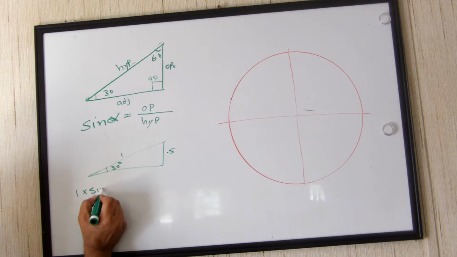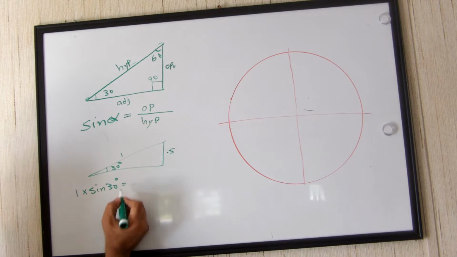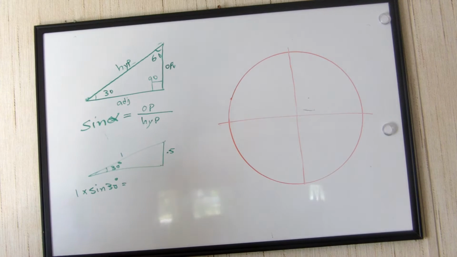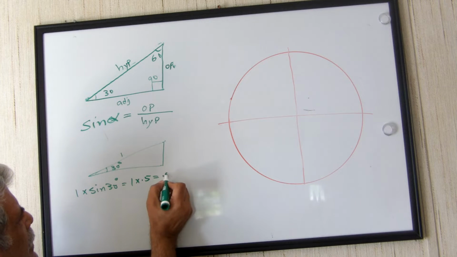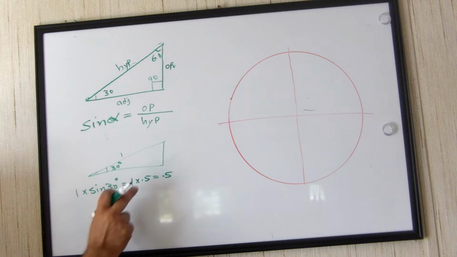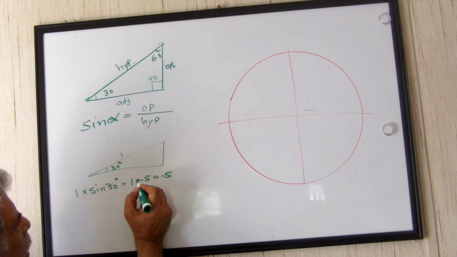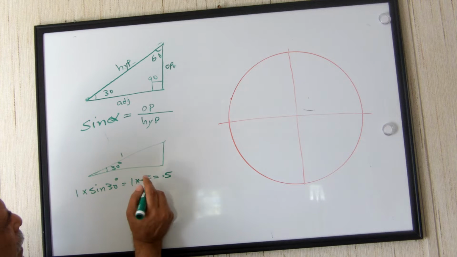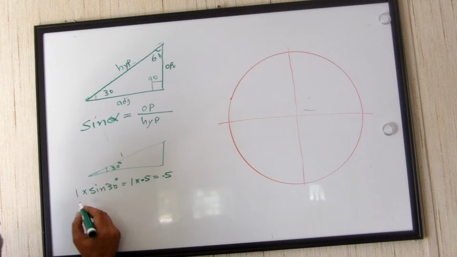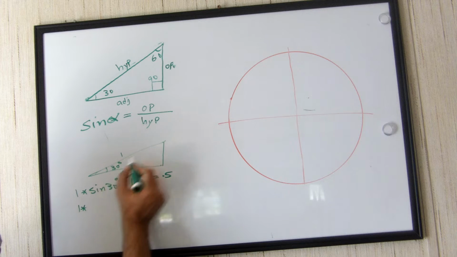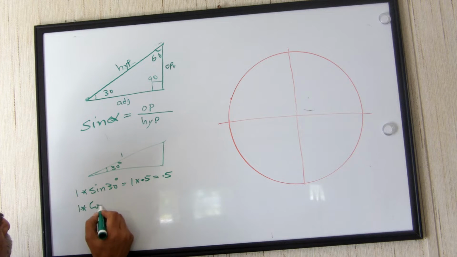You could say 1 times sine of 30. Sine 30 is 0.5, so it's going to be 0.5. If you multiply anything by 1, it's going to be that number, the number that you multiply. You got to learn this. 1 hypotenuse multiplied by cosine of 30.